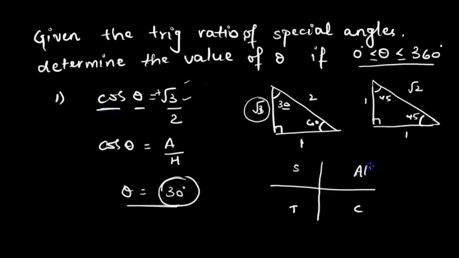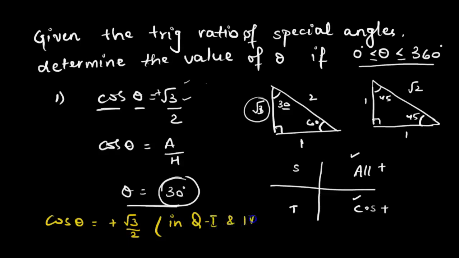We know this is all positive, so definitely this is where the cos ratio is going to be positive. And this is cos positive, so here also the cos ratio is going to be positive. So we would see cos theta is equal to positive root 3 over 2 in quadrant 1 and quadrant 4. By using the special triangle, we got the answer for quadrant 1.